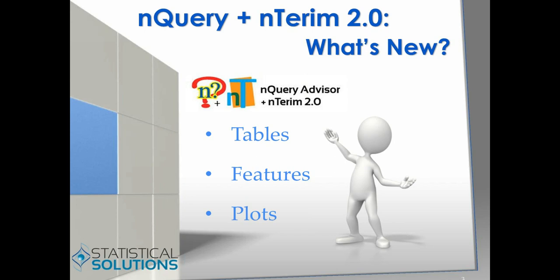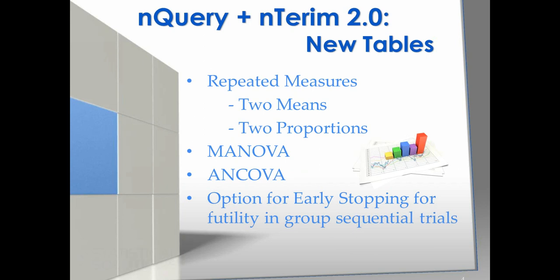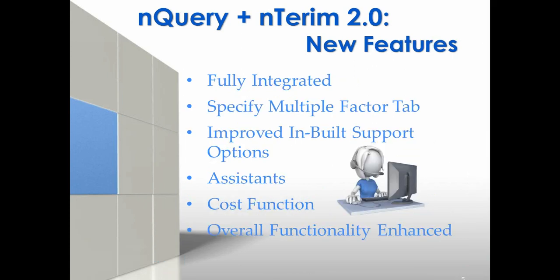The new tables that we came up with were again driven by customer feedback. We've added repeated measures for two means and two proportions. We've added a table for MANOVA, and a table for ANCOVA as well, analysis of covariance. And we've also added an option for early stopping for futility in group sequential trials. Again, this is all driven by you, the users.